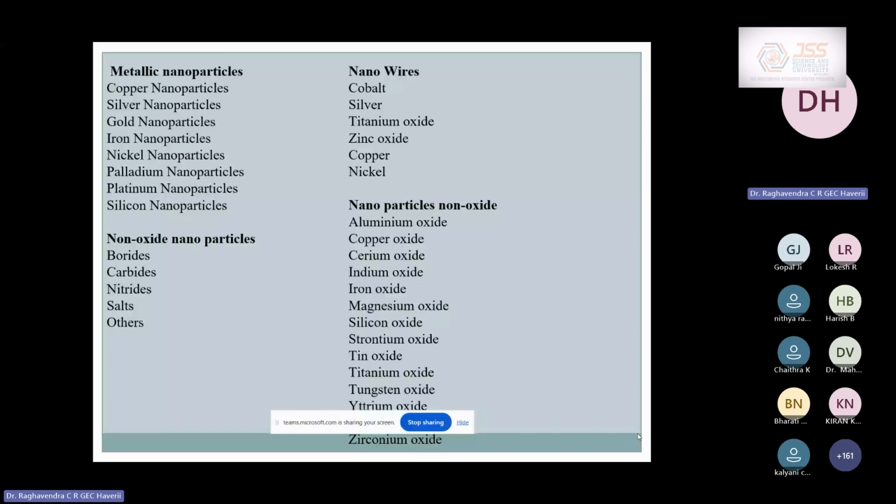In the form of wire, we have cobalt, silver, titanium oxide, zinc oxide, copper, nickel. And then when it comes to the nanoparticles of oxides, we also have aluminum oxide, copper oxide, cerium oxide, zirconium oxide, tungsten oxide. Many are there. Based on the applications, we choose the area of application and the required properties, and we choose a particular nanoparticle. And of course, the coating method also matters when we are selecting these particles.